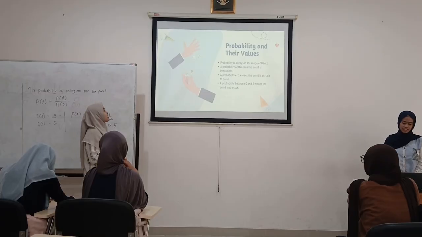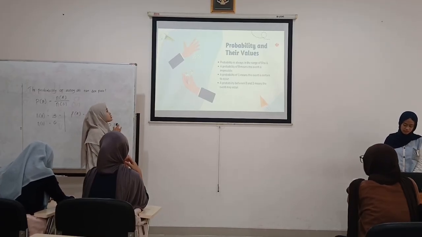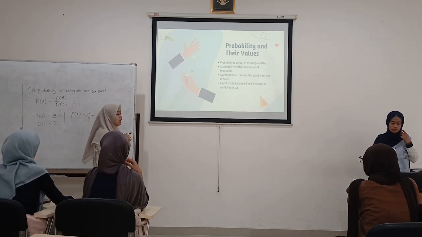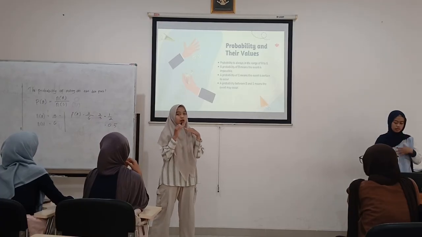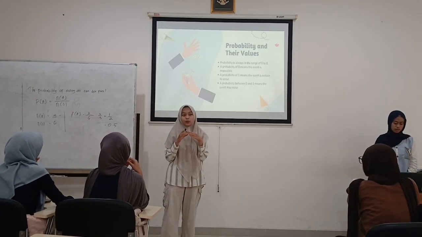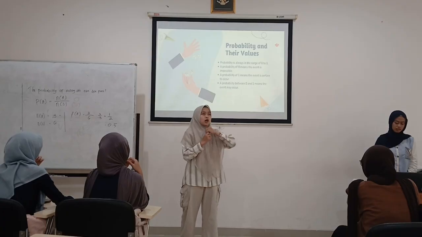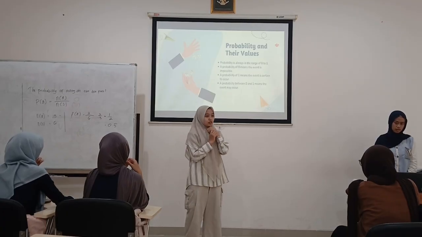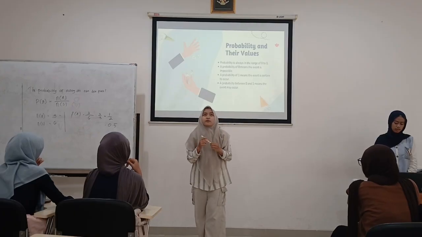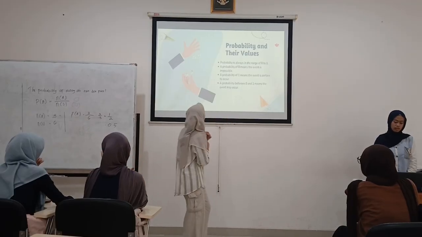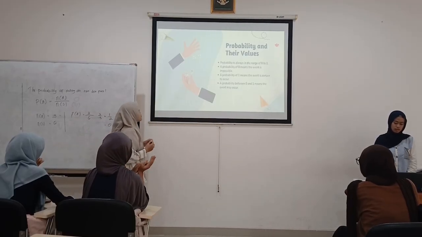Probability and their values. Probability is always in the range of 0 to 1. For example, 0.2, 1/2, 0.5, and many more. If the probability is 1 and 1/2, is it a probability or not? Not. Good. If the probability is 1.3, is it a probability or not? No. If the probability is 2, is it a probability or not? No. Okay, good.